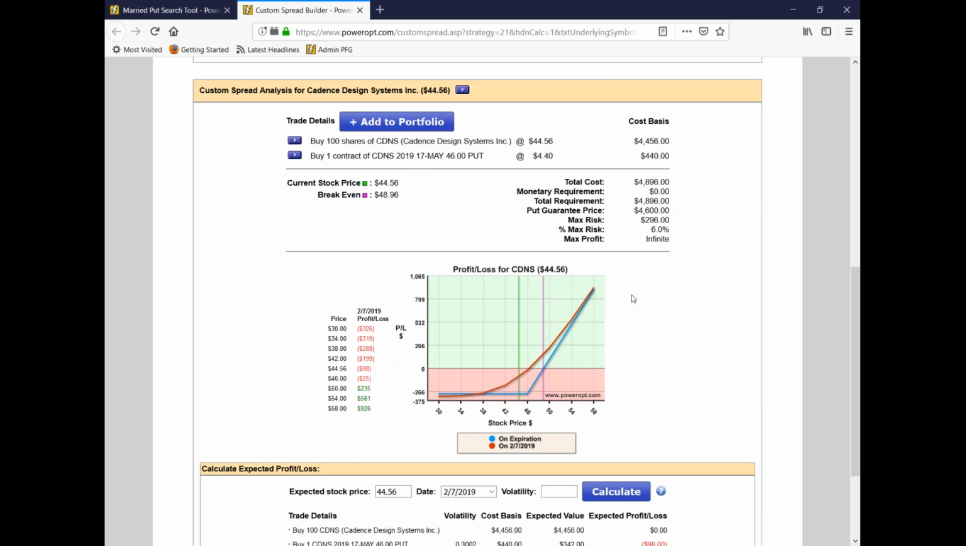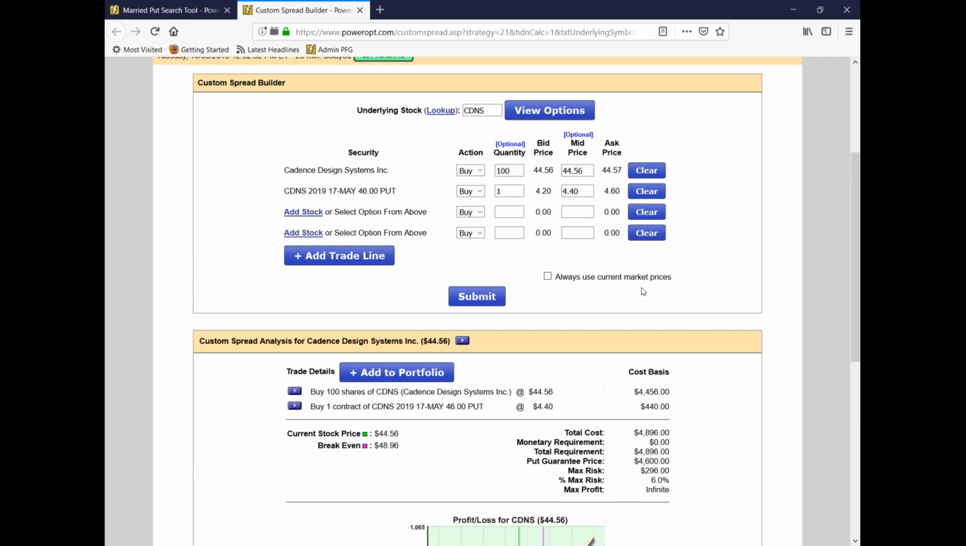Okay, so let's say I enter this trade. I buy the stock at 44.56. I have the 46 put, but I say I want to generate income right now. To control this risk, I want to start paying this 296 down as fast as possible. So what am I going to do? Well, I'd probably look to sell a call, right?